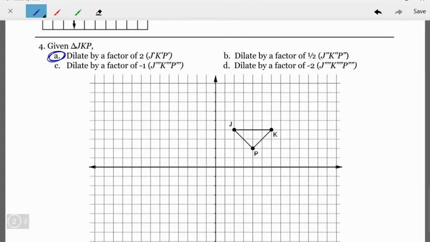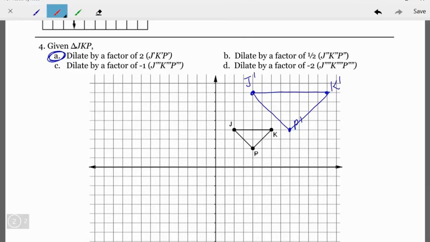If we go by a factor of 2, we want to go twice as far away out from the origin. So if our points are 2, 4, times 2 would be 4, 8. There's J prime. Okay, P is at 4, 2. So that means new P will be at 8, 4. K is at 6, 4. So we need to go 12, 8. Technically multiplying all of my X and Y coordinates by 2, and it does stretch it out from the origin.